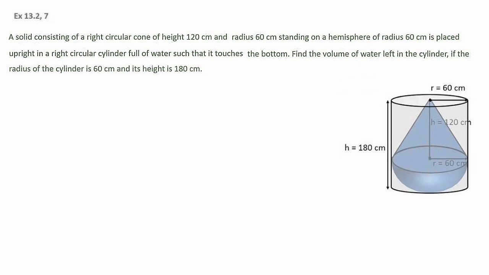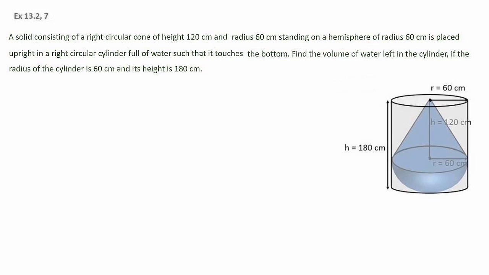So volume of water left, how do we calculate it? Just volume of cylinder minus volume of this solid, because the quantity of water which has flowed out will be the same as the volume of this solid. So when we subtract the volume of this solid from the volume of this cylinder, we will get the volume of water which is left in the cylinder.